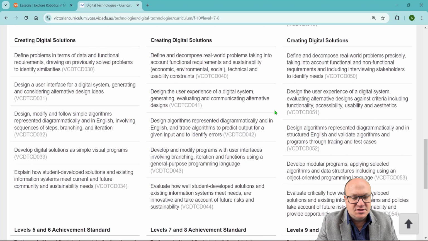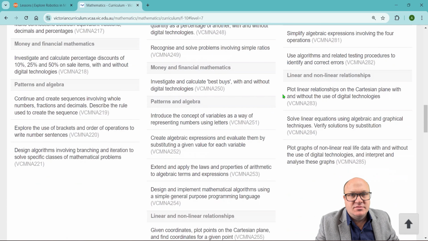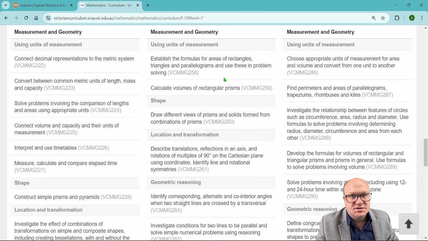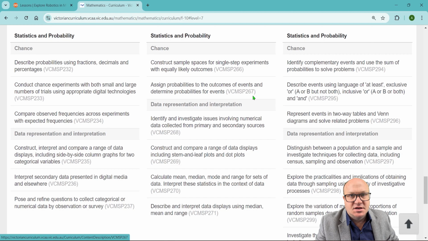There is the creating digital solutions where students can develop algorithms to control the robot and to use data from the sensors. Mathematical connections can easily be linked to patterns and algebra, measurement and geometry from year 7 to 10, and statistics and probability. There is plenty of room for mathematics discussion with Alvik.